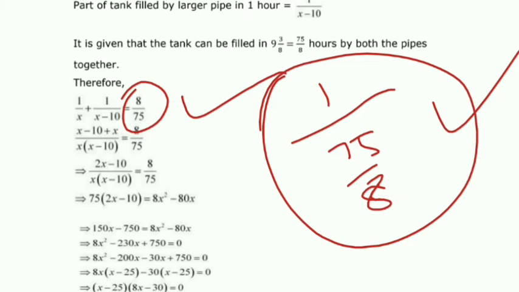Okay, because if we are talking about the part, then the part filled by these taps equals total capacity upon time. As the question has given, the total time taken by both taps is 75 upon 8. So 1 upon 75 upon 8 equals 8 upon 75. I think you have cleared.